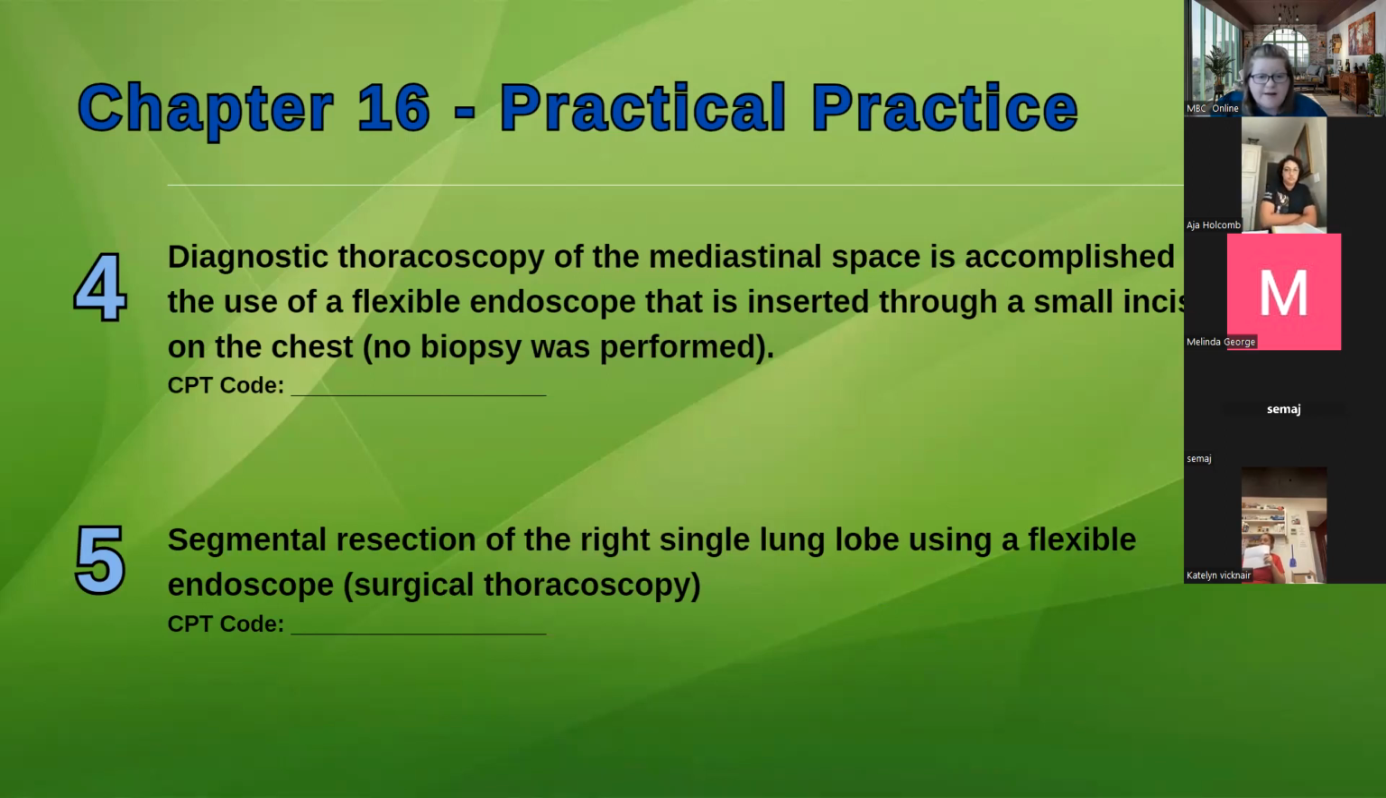All right, so no biopsy was performed, so this is not going to be surgical. This is going to be diagnostic. They went in, they looked around with the endoscope. It was inserted through a small incision, but no biopsy was performed, which means they didn't do any cutting, so it's not surgical. They were just looking around. And plus it says diagnostic, because, duh. So diagnostic with or without biopsy, it says no biopsy. So it brings us to 32601.